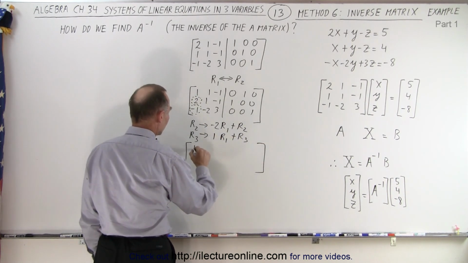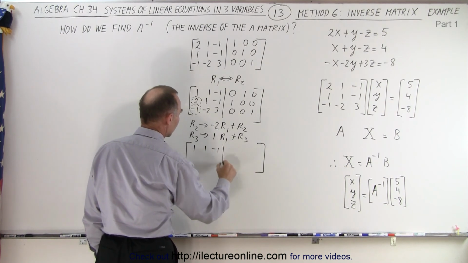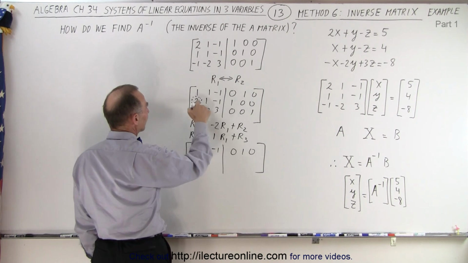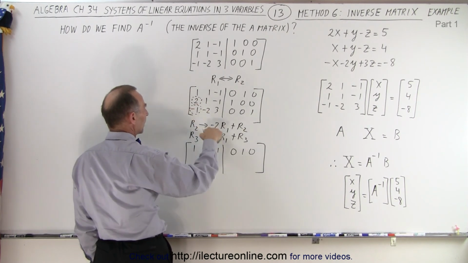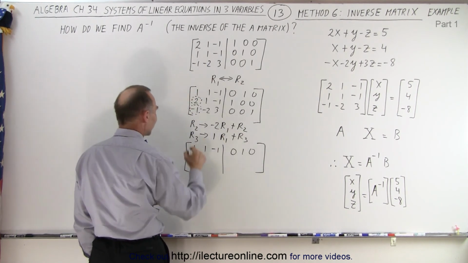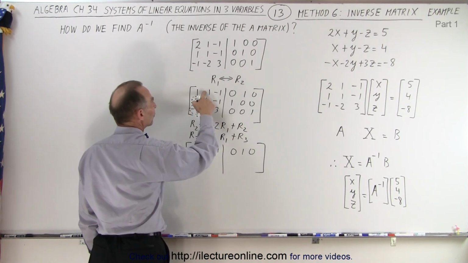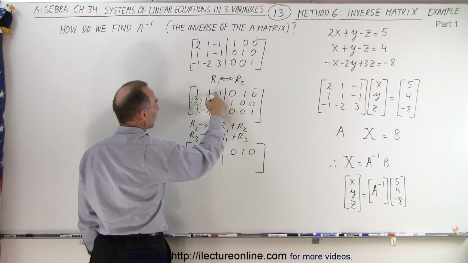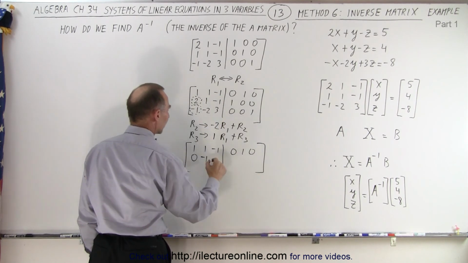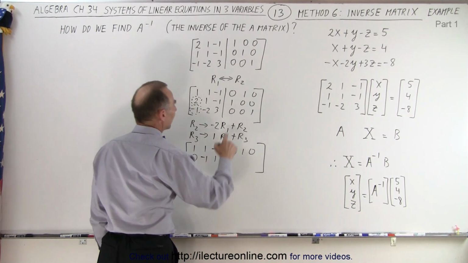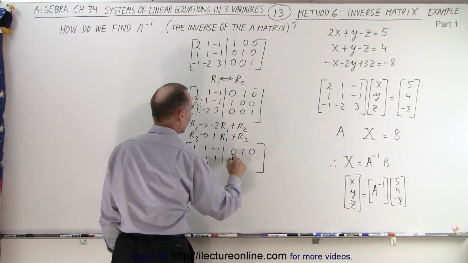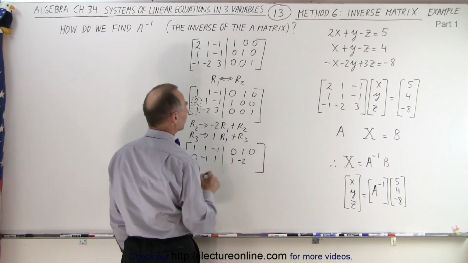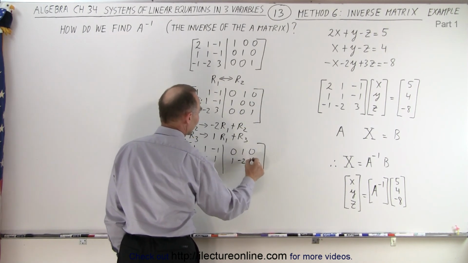The first row doesn't change: 1, 1, negative 1, 0, 1, 0. On the second row, I take negative 2 times this added to that gives me 0. Negative 2 times 1 is negative 2, added to 1 is negative 1. Negative 2 times negative 1 is positive 2, added to negative 1 gives me a positive 1. Negative 2 times 0 added to 1 is still 1. Negative 2 times 1 is negative 2, added to 0 is negative 2. And negative 2 times this, nothing changes.